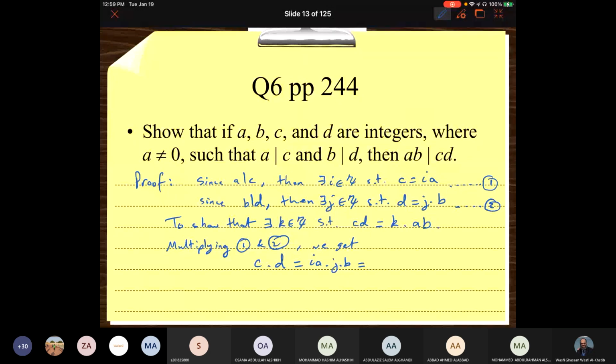Okay, so IJ multiplied by AB. And of course, IJ is an integer, right? Because I is an integer, J is an integer, IJ is an integer. So CD, therefore, hence K is equal to IJ, and therefore AB divides CD. Any question, guys? Any question?